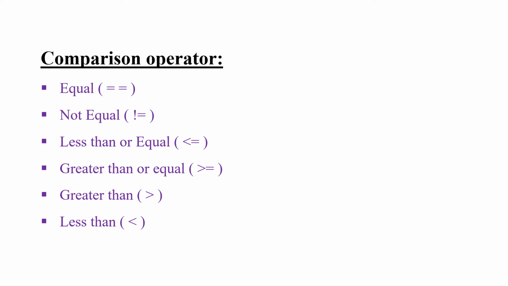If the two values of two operands are equal, then the condition becomes true. We'll get the output as true. Otherwise, we'll get the output as false. We'll see in the Python shell.